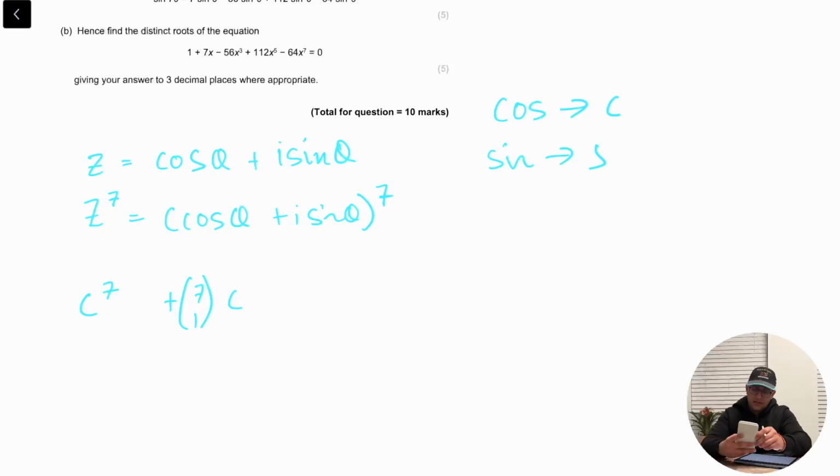I don't know how well you can see that, but you can just do 7 choose 1 to get the coefficient for binomial expansions. Then you reduce the power, so the powers of sine go 0, 1, 2, 3, 4, and the powers of cos go 7, 6, 5, 4. Sine to the 1 is i sine, and then plus 7 choose 2, C^5, sine squared, so it's actually going to be minus, because i squared is minus 1, and so on and so forth.